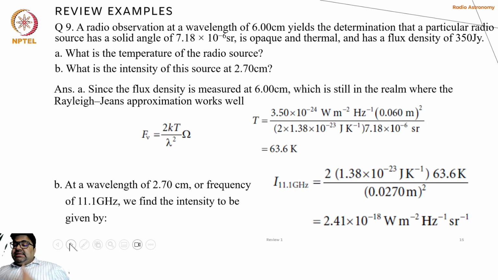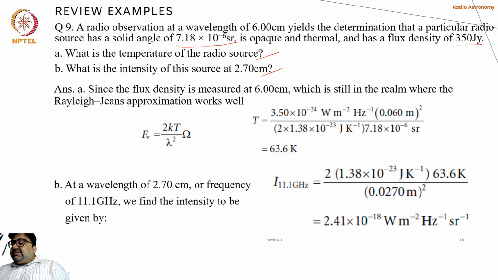The next question is: a radio observation at a wavelength of 6 centimeters yields determination that a particular radio source has a solid angle of 7.18 times 10 to the power minus 6 steradian, is opaque and thermal, and has a flux density of 350 Jansky. What is the temperature of the radio source? What is the intensity of this source at 2.7 centimeter?